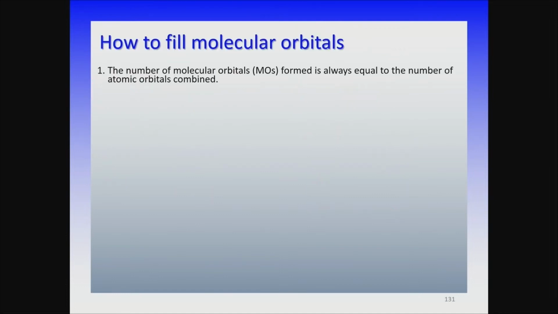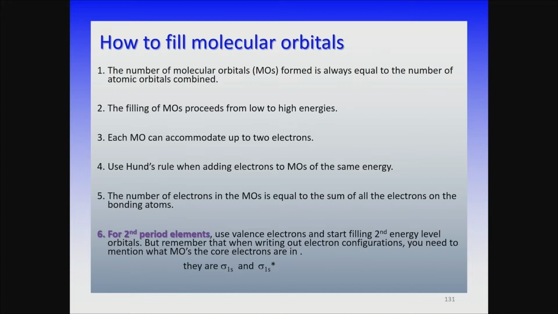So moving on. Here is a description of some of the rules that you use to figure out the electron configuration of these molecules using these molecular orbital energy diagrams. The first rule is that the number of molecular orbitals formed is always equal to the number of atomic orbitals combined. I think you saw that in the previous slides. The next rule, which is pretty important, is that the filling of molecular orbitals always proceeds from lower to higher energies. You'll see an example of that in a second. The third rule is that each molecular orbital can accommodate up to 2 electrons. So it's very similar to atomic orbitals.